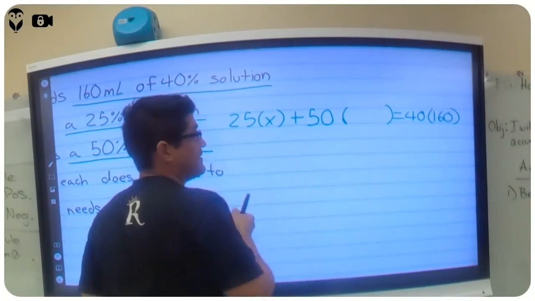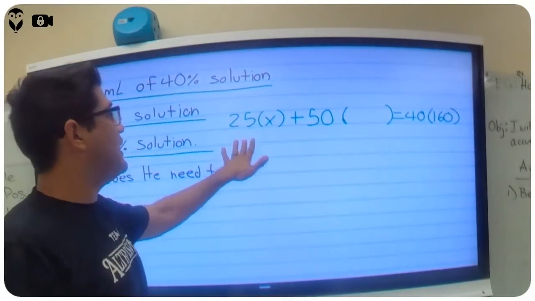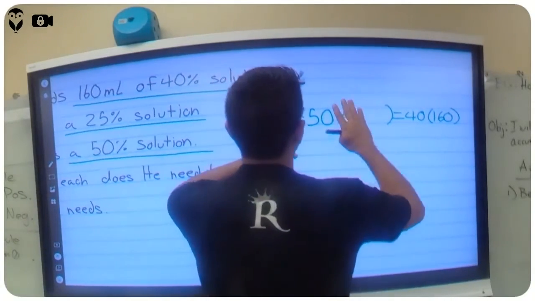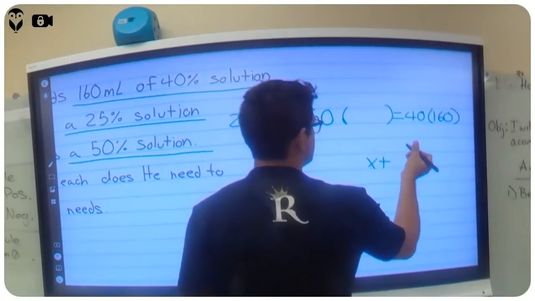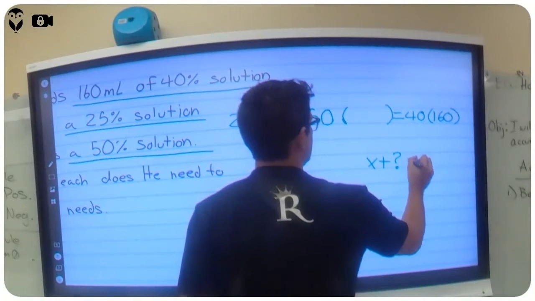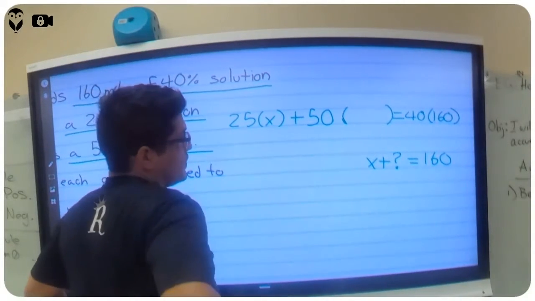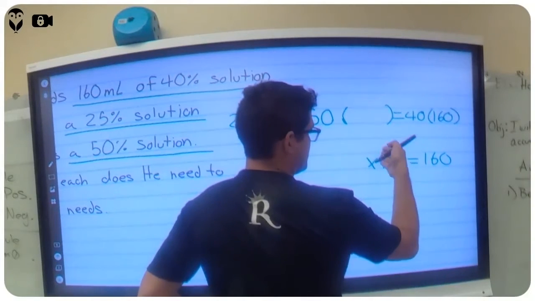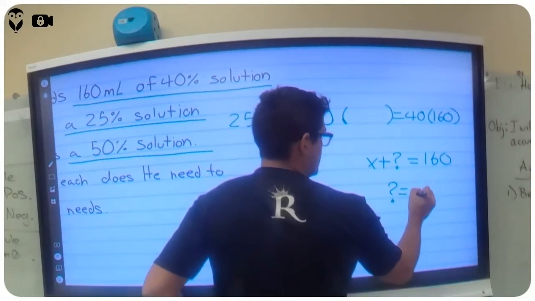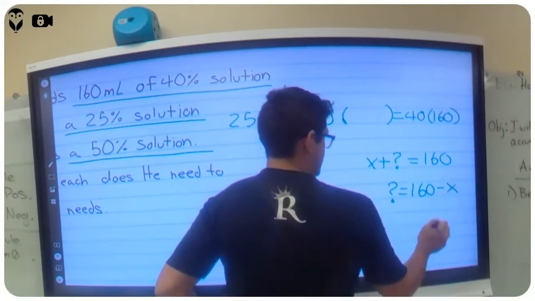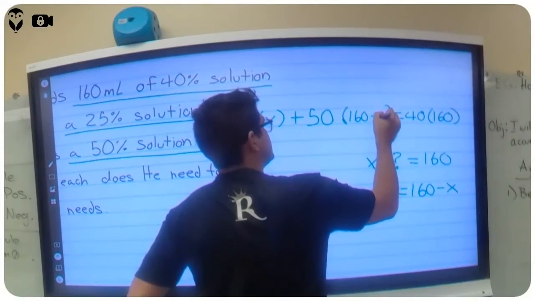Now the thing is, I don't want to use a different letter because it would make this very difficult to solve. I still want to use X. So X plus something equals 160. I don't know what it is, so I'm going to put a question mark right here. If I want to use X to represent this, I have to move the X to the other side. So what I'm looking for is 160 minus X. So 160 minus X goes here.